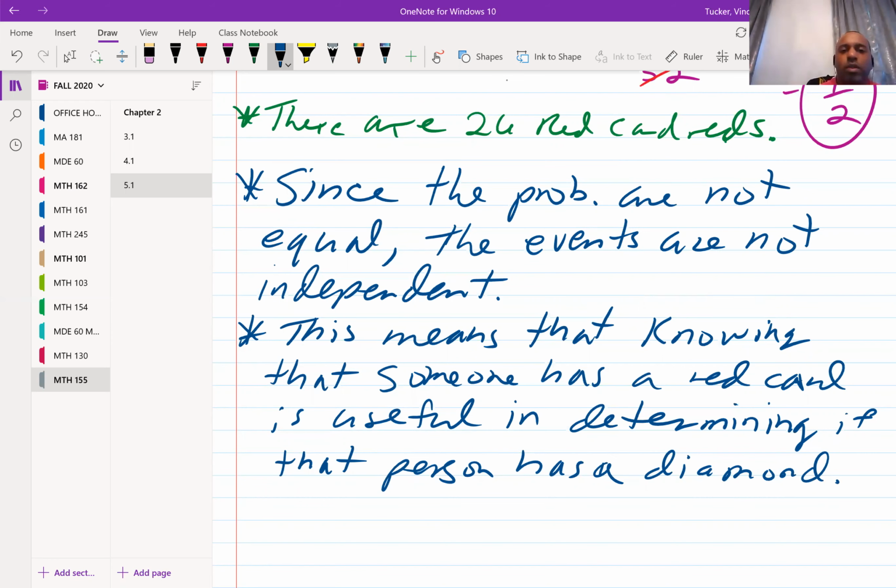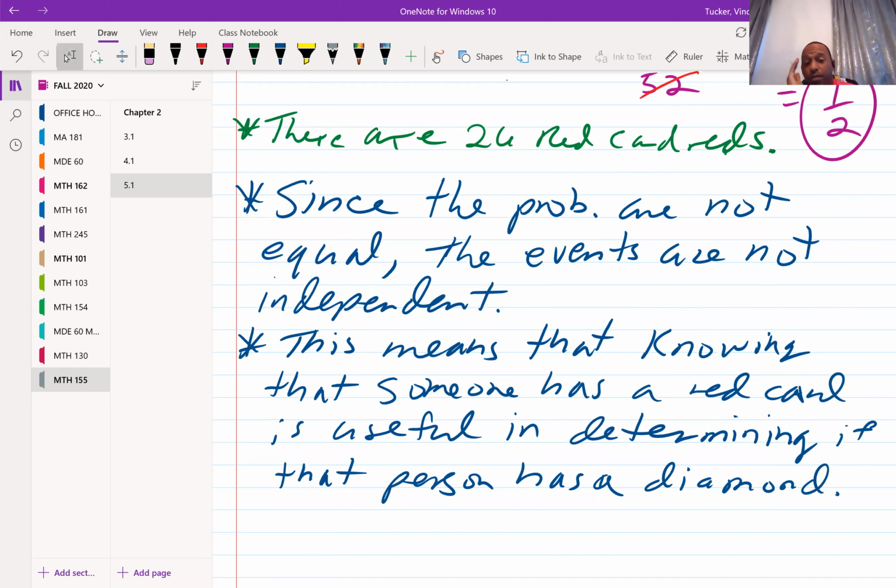All right, so since the probabilities are not equal, the events are not independent. And this means that knowing that someone has a red card is useful in determining if that person has a diamond. All right, questions before we do another one?